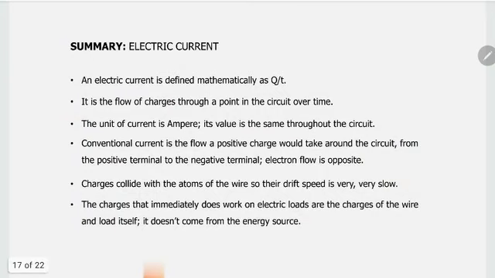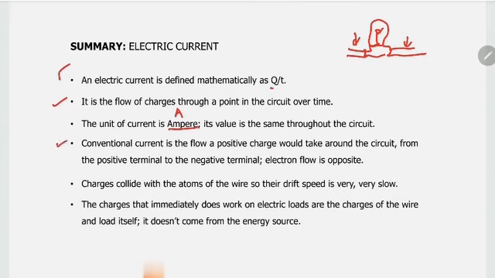So, summary, an electric current is defined mathematically as Q over T, that's the amount of charge flowing through a point in the circuit over time. Okay, this is it. The unit of current is ampere, A, or amps. Its value is the same throughout the circuit. So you can take any point in the wire and then the current will be the same. Kahit pa you're talking about this wire just after the light bulb or just before the light, all throughout, the current is the same.